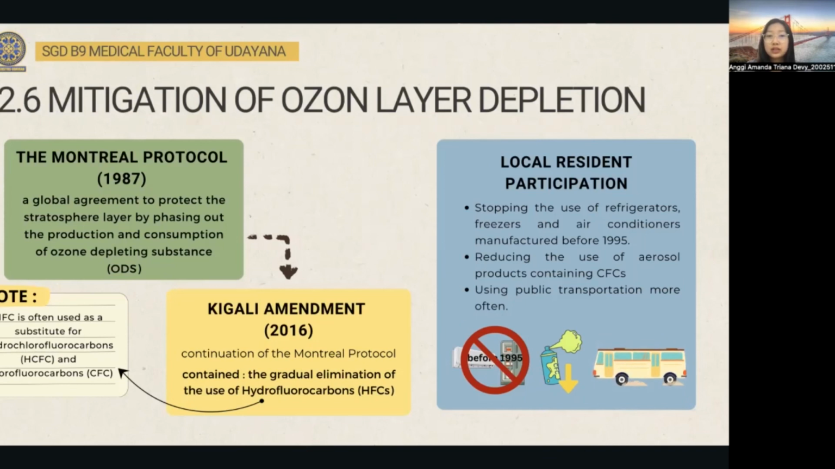And the second one is reducing the use of aerosol products containing CFCs. And the last one is using public transport more often. This is because nitrous oxide is the substance that causes the most depletion of the ozone layer due to human activities. Okay, that's all from me.